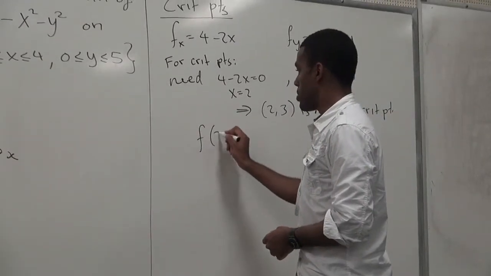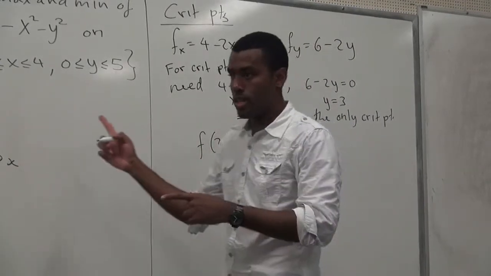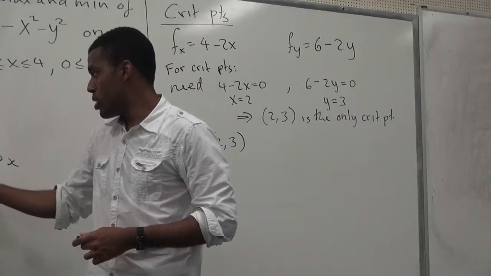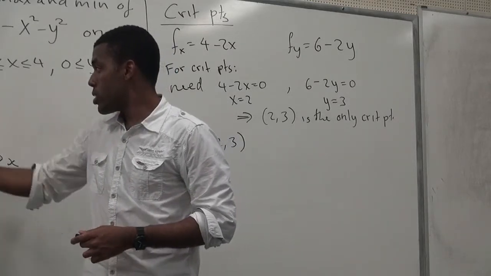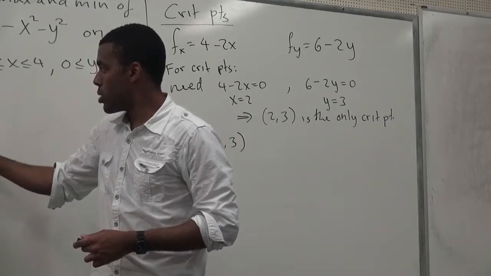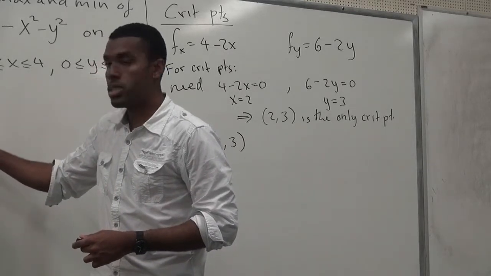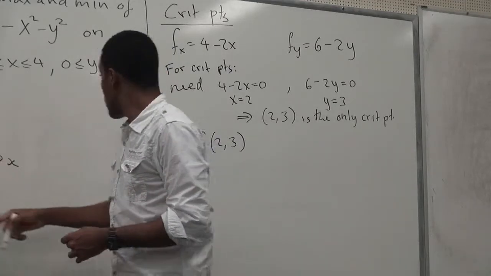So f of 2 comma 3. Well, first we have to check that 2 comma 3 is in our region. So 2 would be here, halfway between the 0 and the 4. 3 would be 3/5 of the way between 0 and 5. So the point I'm talking about happens here. A critical point happens above this point here.